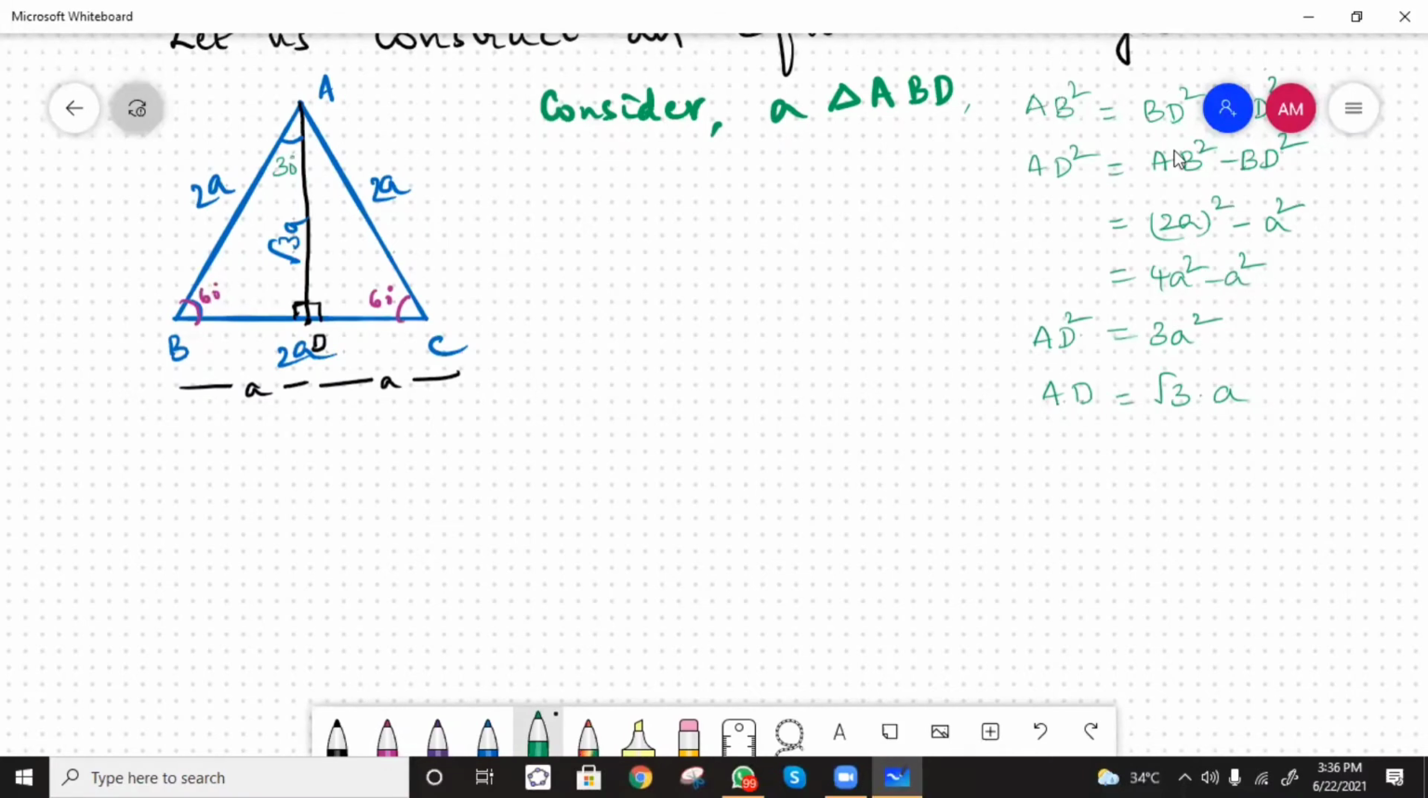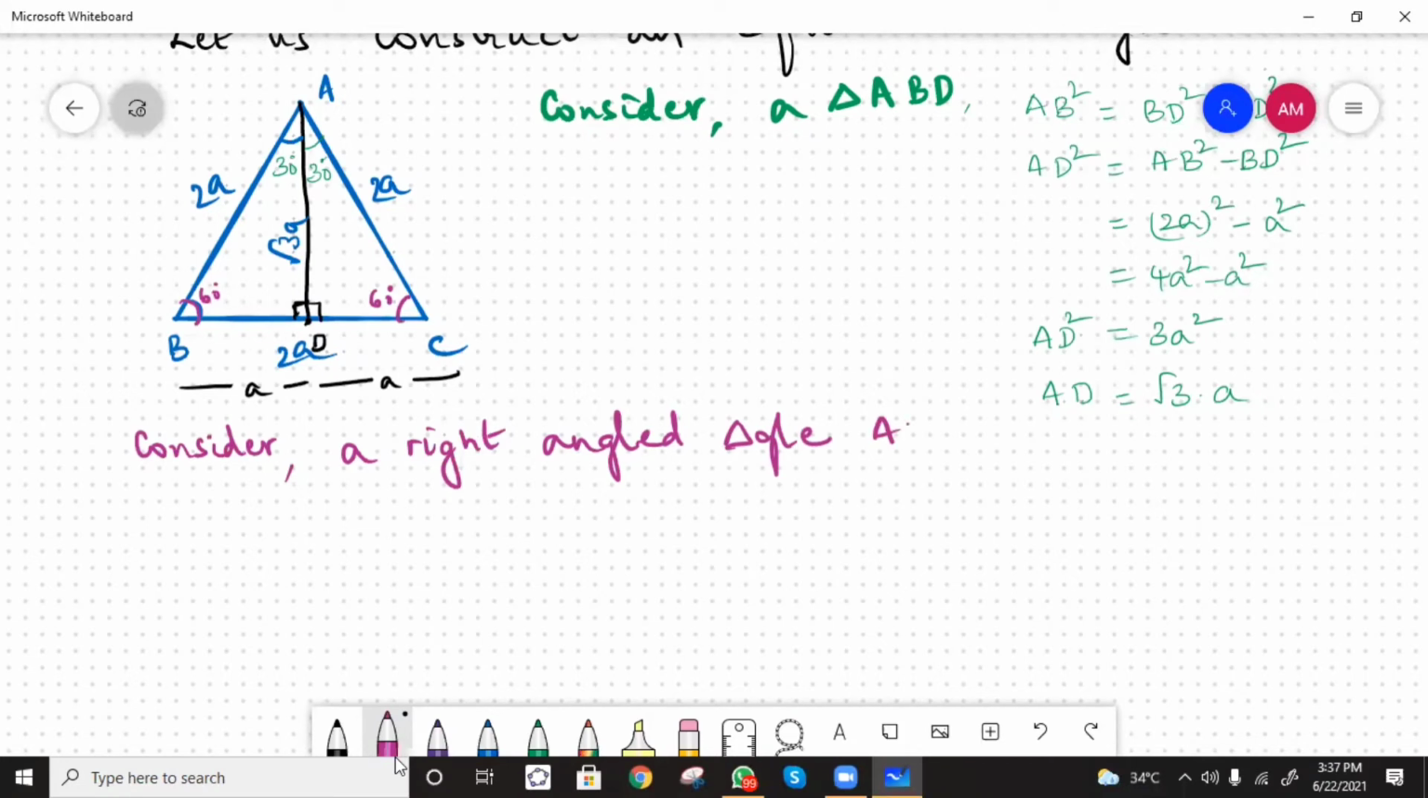And what will be this angle? This angle is also equal to 30 degrees. Clear? Now we are all discussing these angles on a right angle triangle. So consider any right angle triangle. Let us consider a right angled triangle. What is that?